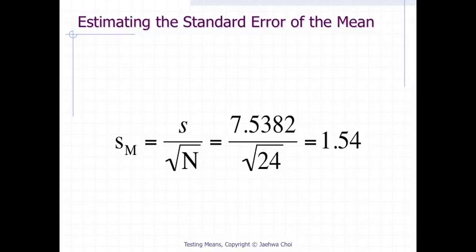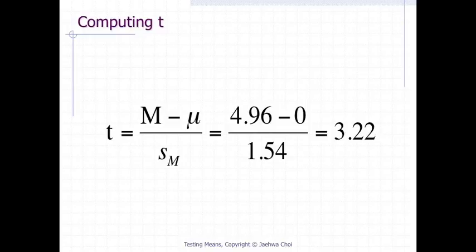Getting back to our ADHD example, we still need to calculate the estimated standard error of the mean to complete our formula. The estimated standard error of the mean is computed by dividing the standard deviation by the square root of n. It equals 1.54. N is 24 because there were 24 subjects, even though the data from only the first 4 were shown previously. Now we can compute t. The mean of the 24 difference scores is 4.96. We subtract the hypothesized population mean of 0, then divide by the estimated standard error of the mean, which we've just worked out to be 1.54. This gives us a t-value of 3.22.